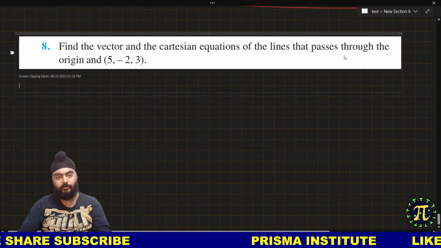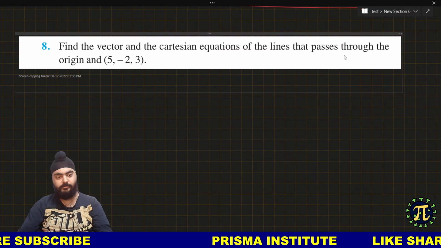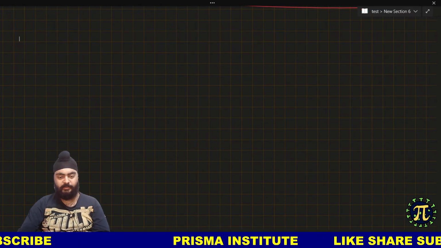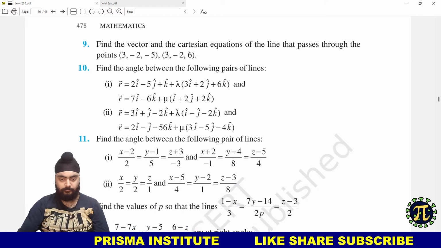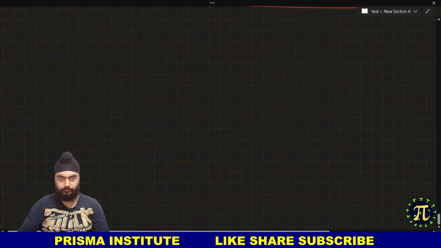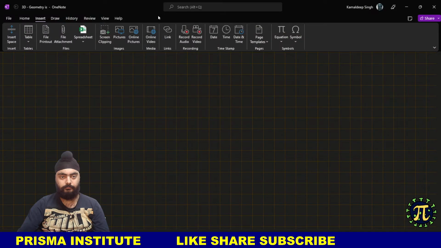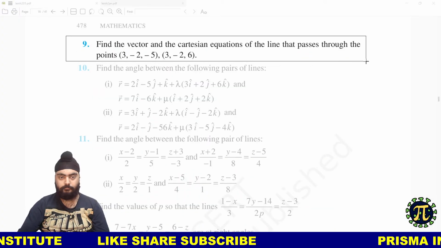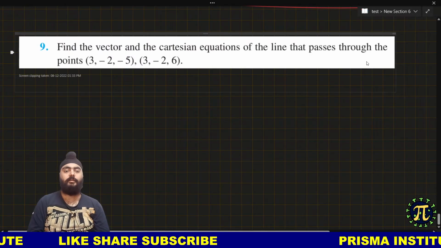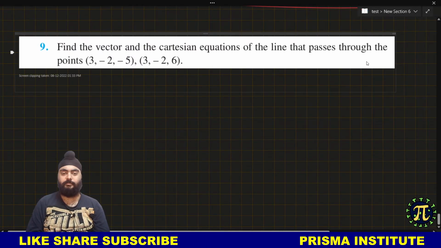Oh, so this one was done, 8th question हो गया था, तो हमें करना 9th question. Find vector and Cartesian equation of the line passing through these 2 points.